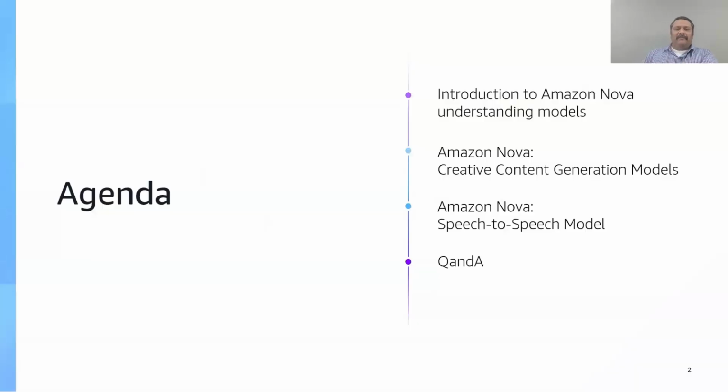So this is the agenda for today. I'll give a quick introduction about the Amazon Nova understanding models, and then we will dive deep into the creative content generation models and their core capabilities, followed by the speech-to-speech model. At the end, we'll have a Q&A session. I'll answer any questions that you might have. 20 minutes is very short, but I'll try my best to cover the important aspects. But I'm happy to connect offline and provide any other details that you may need.